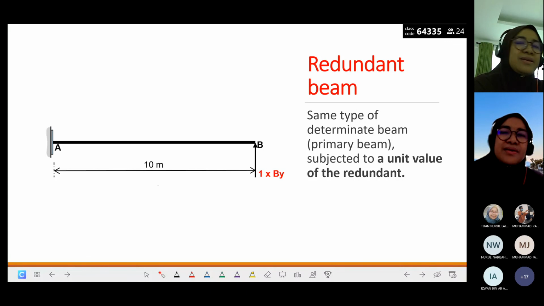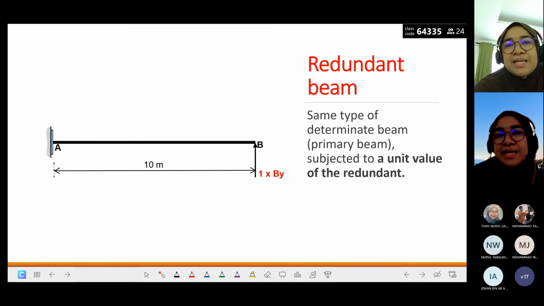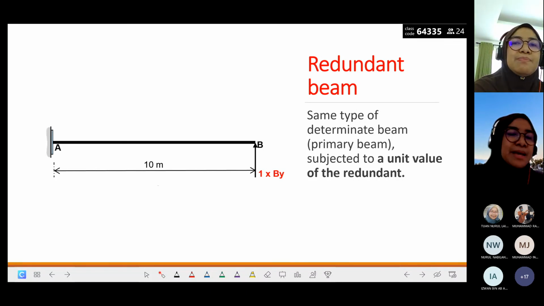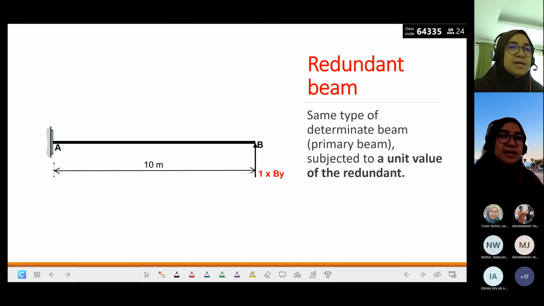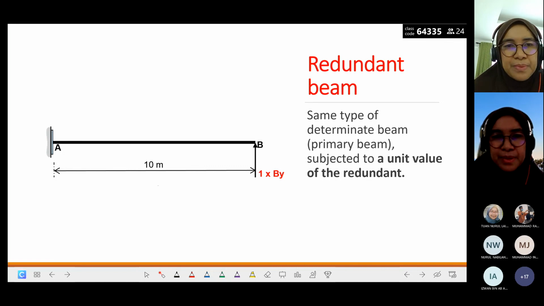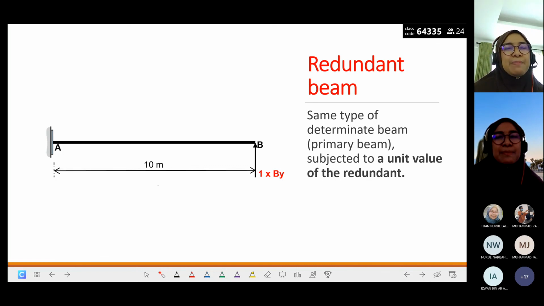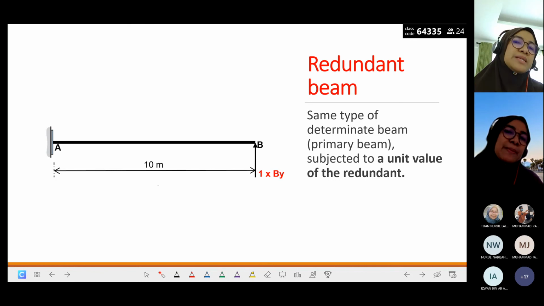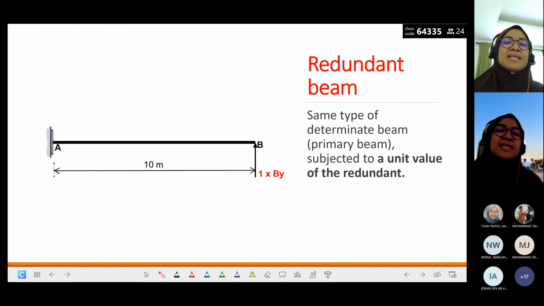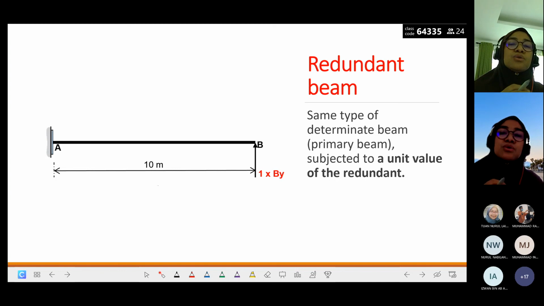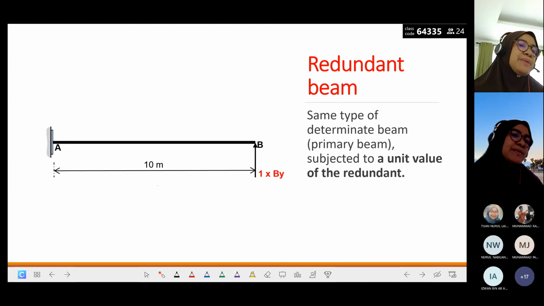Okay, kita tengok redundant beam. Redundant beam dia akan apply, okay. If the primary beam is cantilever beam, redundant also cantilever beam. If primary beam is simply supported beam, redundant beam also simply supported beam. And in this case, primary beam is cantilever beam, so redundant beam is cantilever beam. Okay, so what is actually redundant beam?